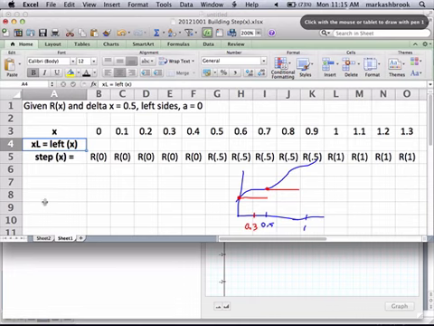Okay, so find someone to talk to and figure this out. So put your heads together. Get a partner.